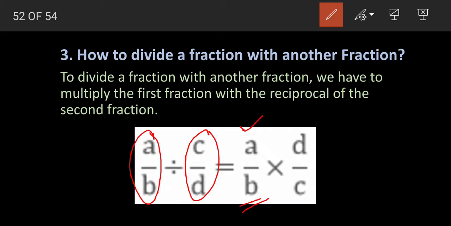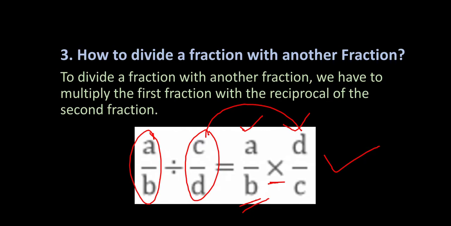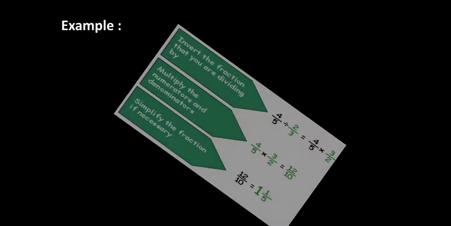In place of the division sign you have to put a multiplication sign. So here I have multiplied with the reciprocal of the second fraction. The reciprocal of c by d is d by c. Okay, next step, here we got the multiplication of two fractions. Now we have to multiply them as the multiplication of numerators divided by the multiplication of denominators. So here is an example.